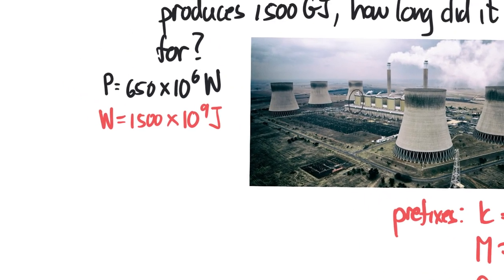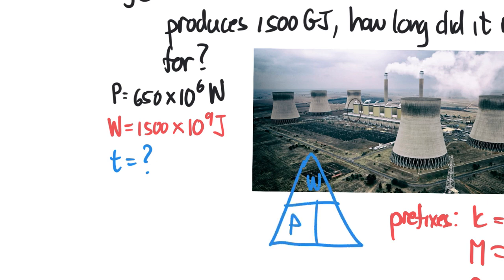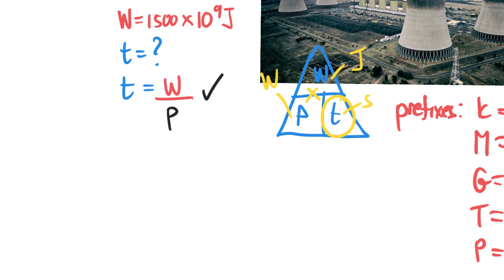So gigajoules is times 10 to the 9. Now we want to know what is the time. How long will it take for one of those units to generate 1,500 gigajoules? So once again, we go to our formula triangle. Power is work over time. Work is in joules, time in seconds, power is in watts, and we want time. So we're going to work with time being the work, electrical energy produced, divided by the power. So there's our formula.